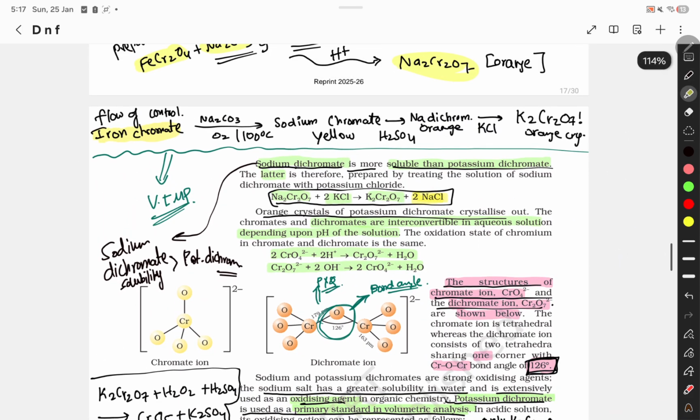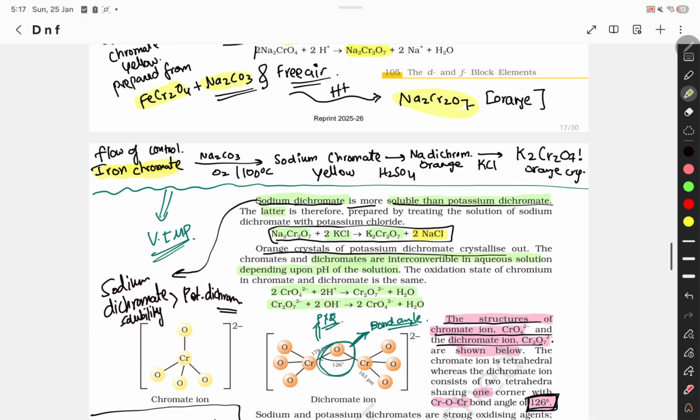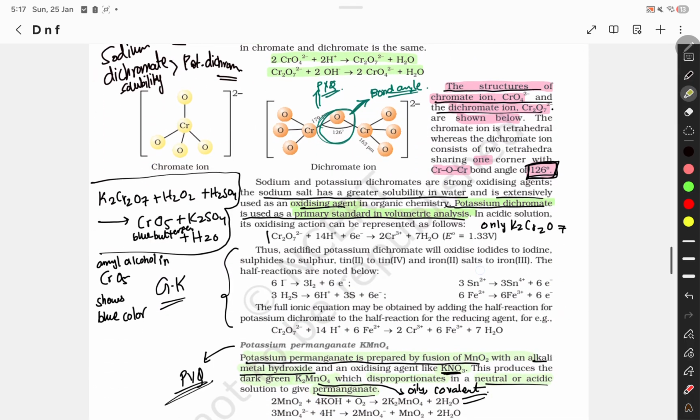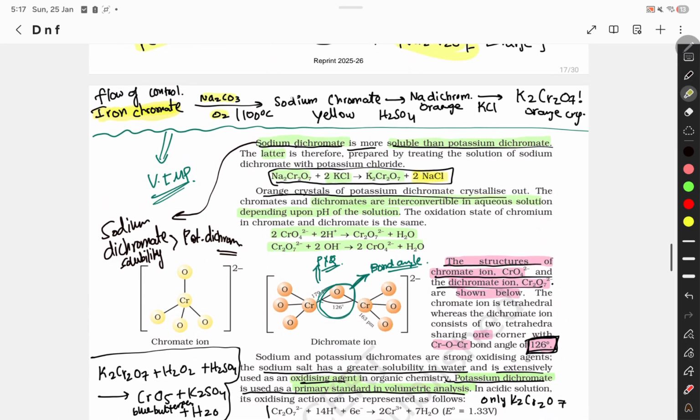So yeah, that's the flow chart. The flow is iron chromite, Na2CO3, O2. It gives sodium chromate, which is yellow. Then you add acidic medium, it gives sodium dichromate, which is more soluble than potassium dichromate. Then you add your KCl, and done. You have formed your K2Cr2O7. Orange crystals of potassium dichromate crystallize out.